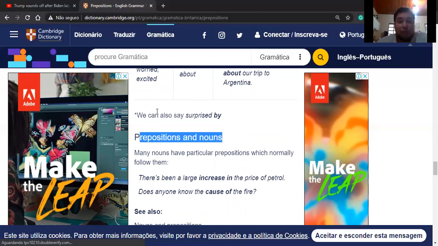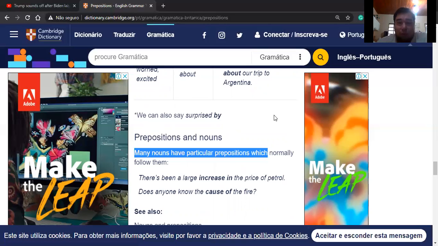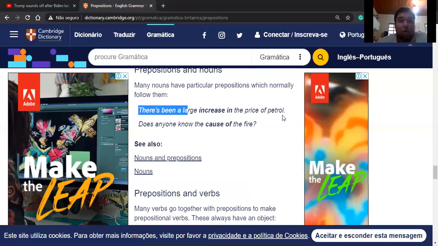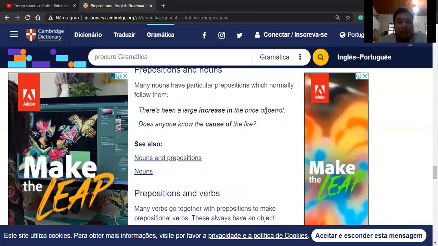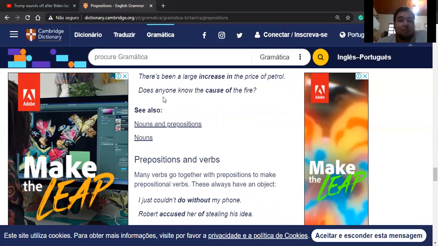Many nouns have particular prepositions which normally follow them. There's been a large increase in the price of petrol, of oil. Increase in is the preposition and the noun. Does anyone know the cause of the fire?